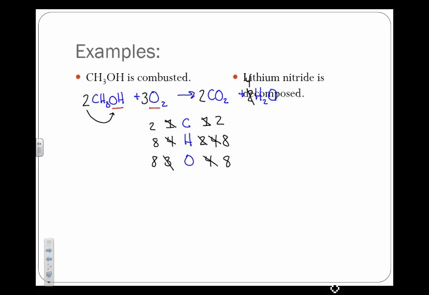Whoops, didn't plan ahead for the fact I was going to have something over there. We'll just erase this. Lithium nitride is decomposed. In this case, I know that lithium nitride is my reactant because I'm decomposing. Lithium nitride is Li3N. Decomposing means I'm breaking it up into its individual elements. Nitrogen is a diatomic, so I need to make sure that I make it N2. I need 2 nitrogens, which means I will need 6 lithiums, and my reaction is balanced.